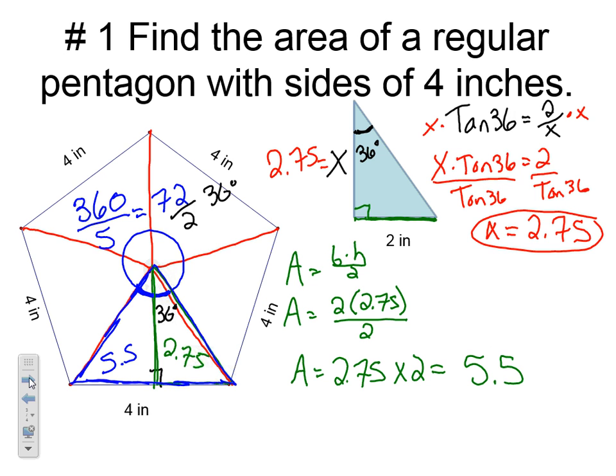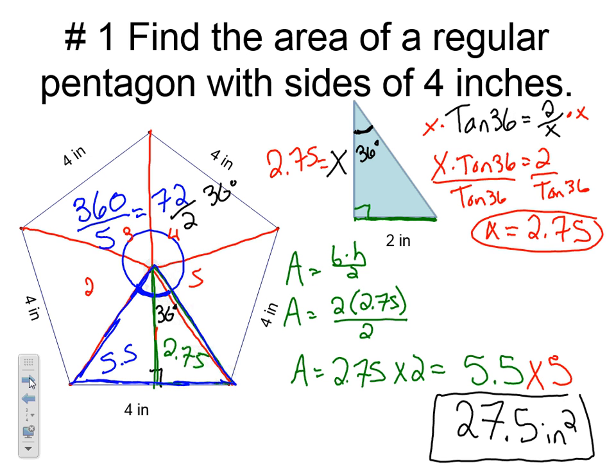And if I go around this regular pentagon, I'm going to find that I have 1, 2, 3, 4, 5 triangles that are all the same size. So I'm going to take this 5.5, multiply it by the number of triangles I have, which is 5, and my total area of my pentagon is 27.5 inches squared. So that's how I'm going to find the area of my pentagon if I'm given a side. Now we're going to do one more example.